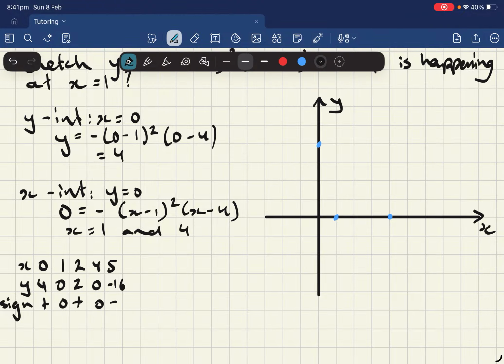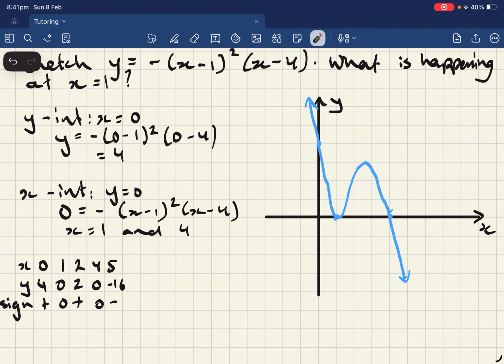I'm just going to give a rough sketch of this and then we're going to discuss it in a moment. Like I said, it's going to be positive. It's going to hit 0. It's going to get positive again. It hits 0 again. And it continues down. So I get a graph that looks something like this. It's passed through my intercepts here, here, and here. And using this table of values with the signs, I can determine how the function behaves.